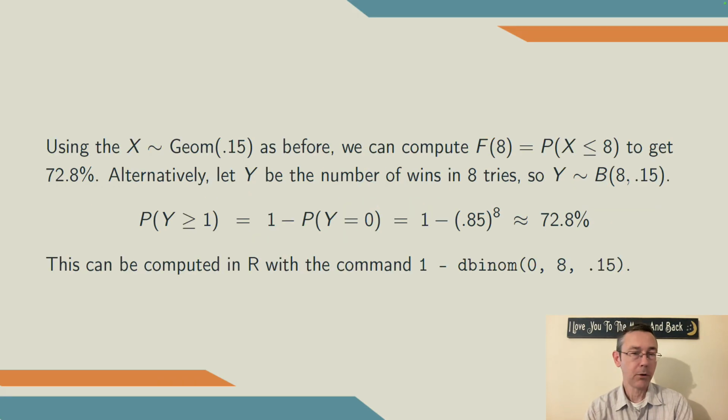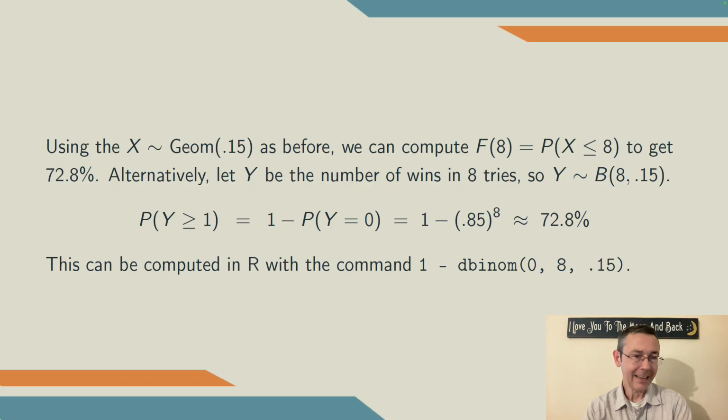Now we could do this problem just as before, using the random variable x with a geometric distribution with parameter p equals 0.15. And if we do it that way, we need to find the probability that the first success comes in the first 8 trials. That is to say, the probability that x is less than or equal to 8. If we do that, we get 72.8%.